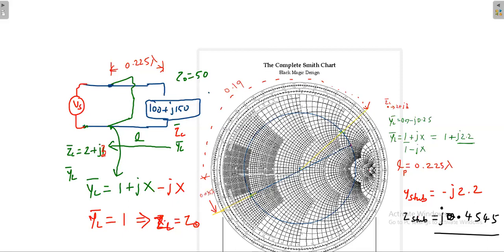ஸ்மித் சார்ட் வச்சு போடணும் சார். ஃபார்முலா படி போடுறது வெரி ஈஸி. ஜே tan பீட்டா எல் போட்டு அது போல போடலாம்னு சொல்றீங்க. தட் இஸ் ஆல்சோ ஓகே, பட் tan beta L வச்சு கூட போடலாம். tan beta L is equal to 0.4.